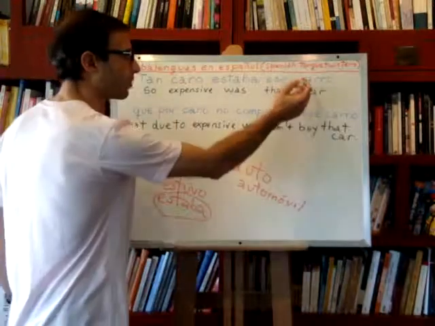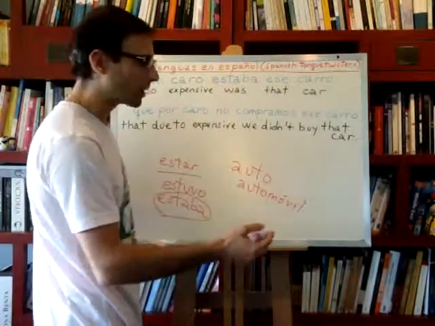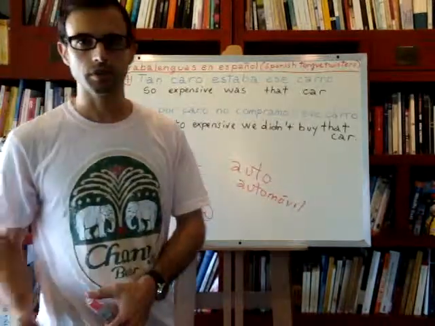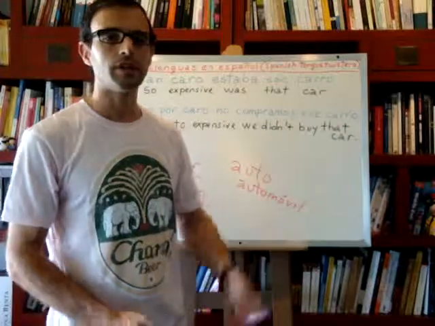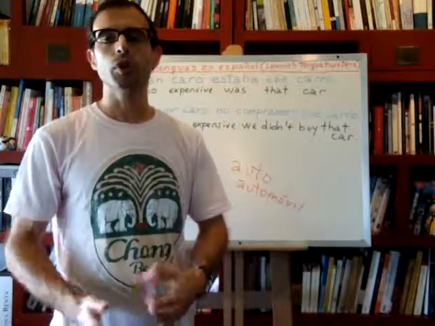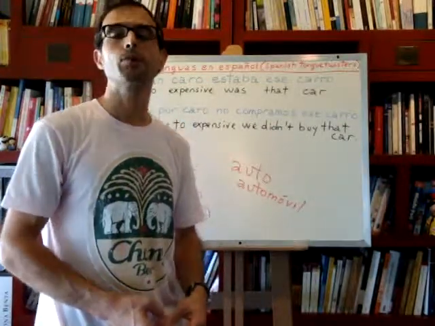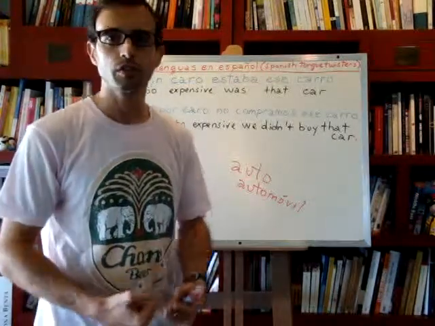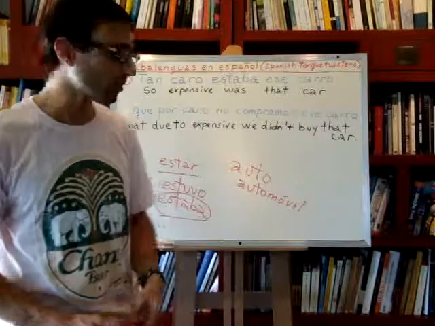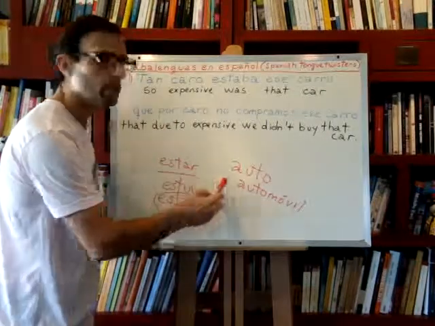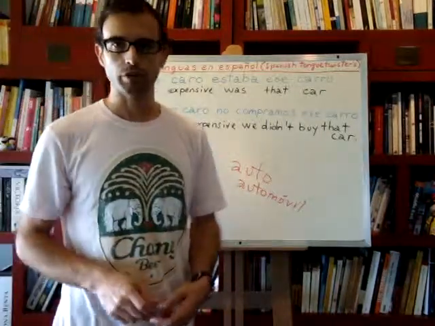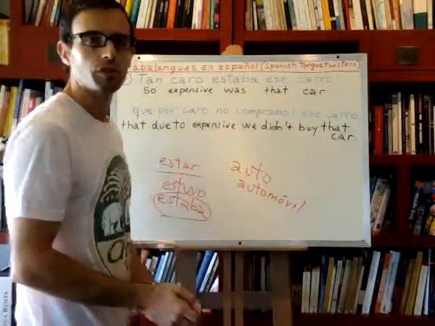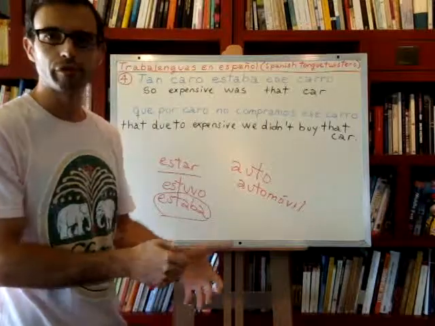Actually, the word carro is more generic because carro can be a cart. It's more like a cart, you know. So carro is more old-fashioned, right? From the times when people would move around in carts that were pulled by horses. Okay, so auto would be the more modern word for nowadays. But still, carro is used in many countries to refer to a car.